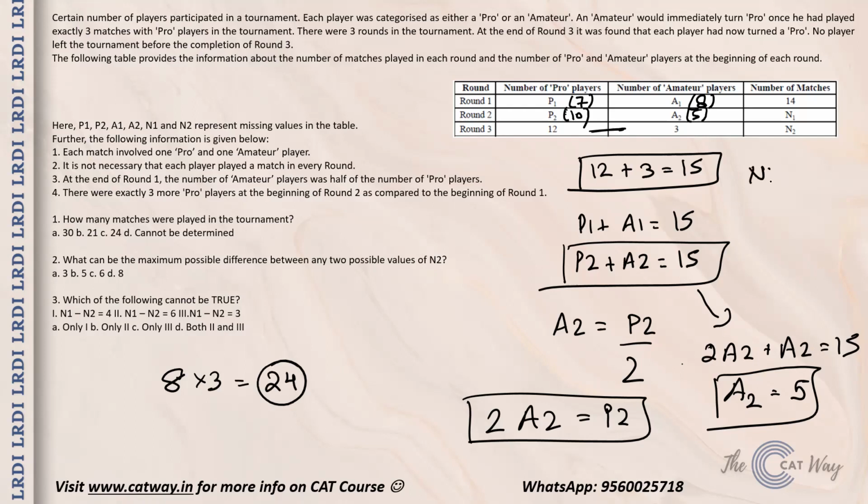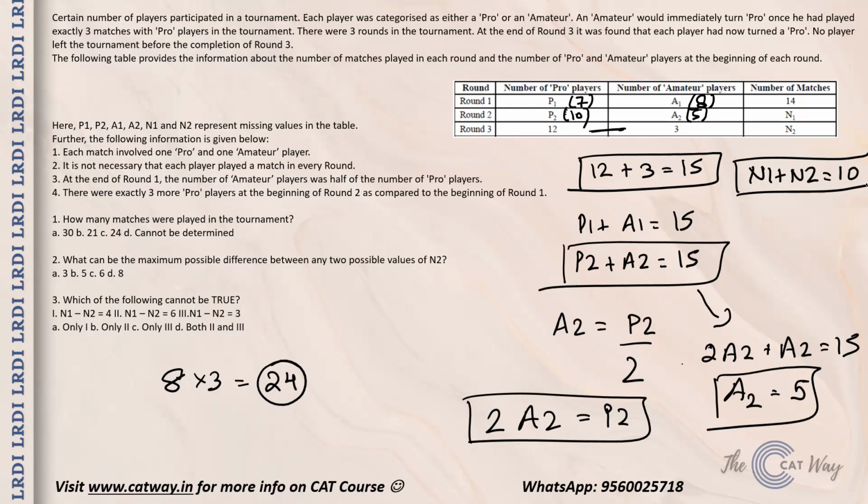That means one more thing is clear, that N1 plus N2 will be equal to 10, because the number of matches in round 1 is 14. Okay, so this is clear to us. All this info is done. Now we can move towards the questions.